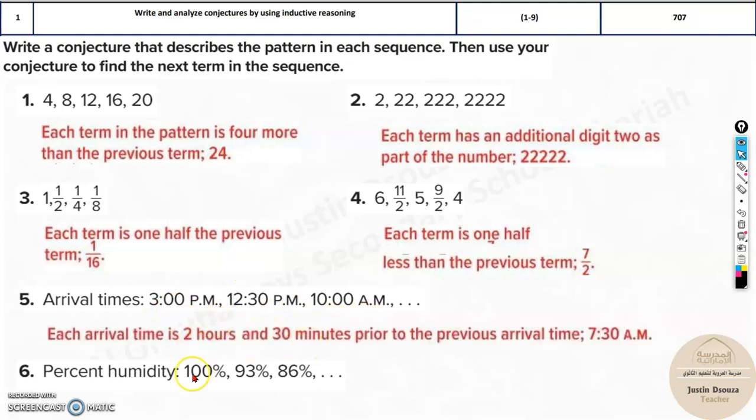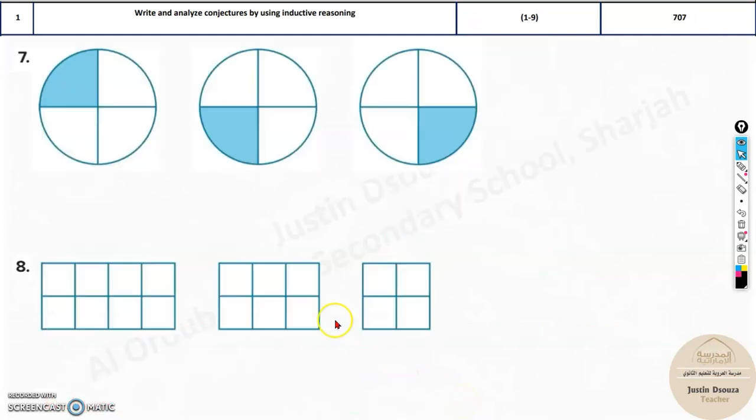Similarly, you can find the times. And over here, percentage humidity is reduced by, here it is 7. Over here, 7. So next one will be 79%. So that's the first step.